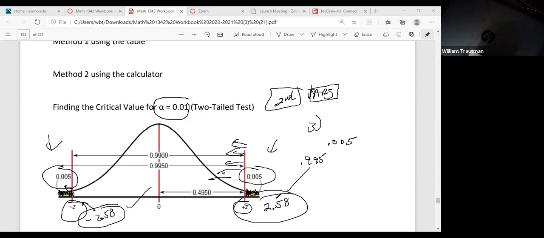A 1% critical value, you have to cut it in half. If your critical value was 10%, then it would be 5% both sides. If your critical value was 4%, then it'd be 2% both sides. And you'd have to do your calculator accordingly.